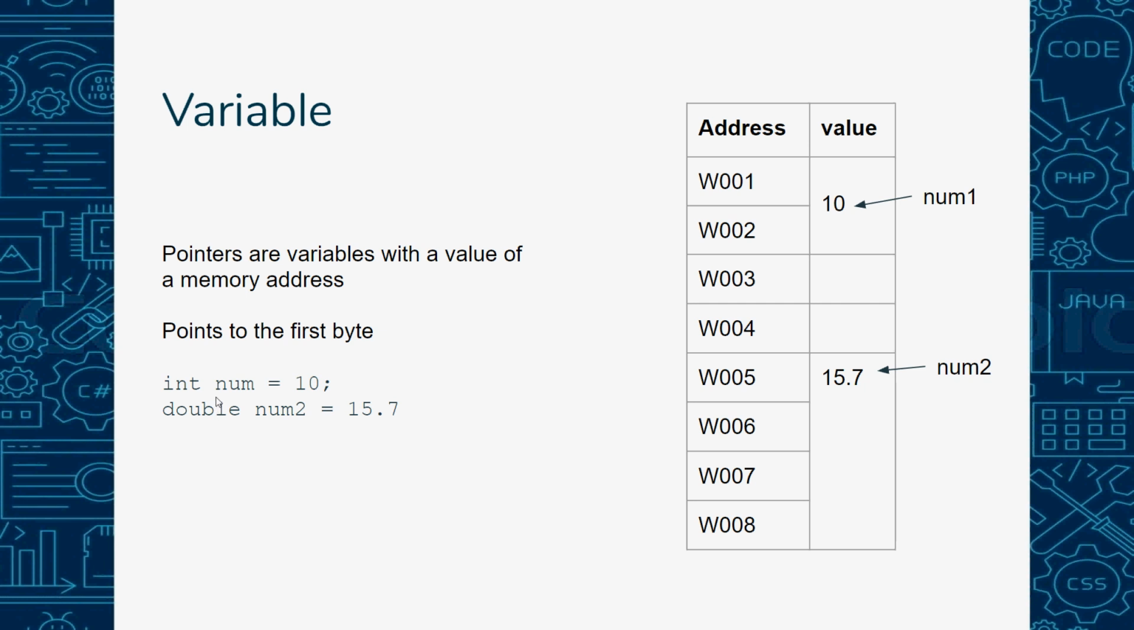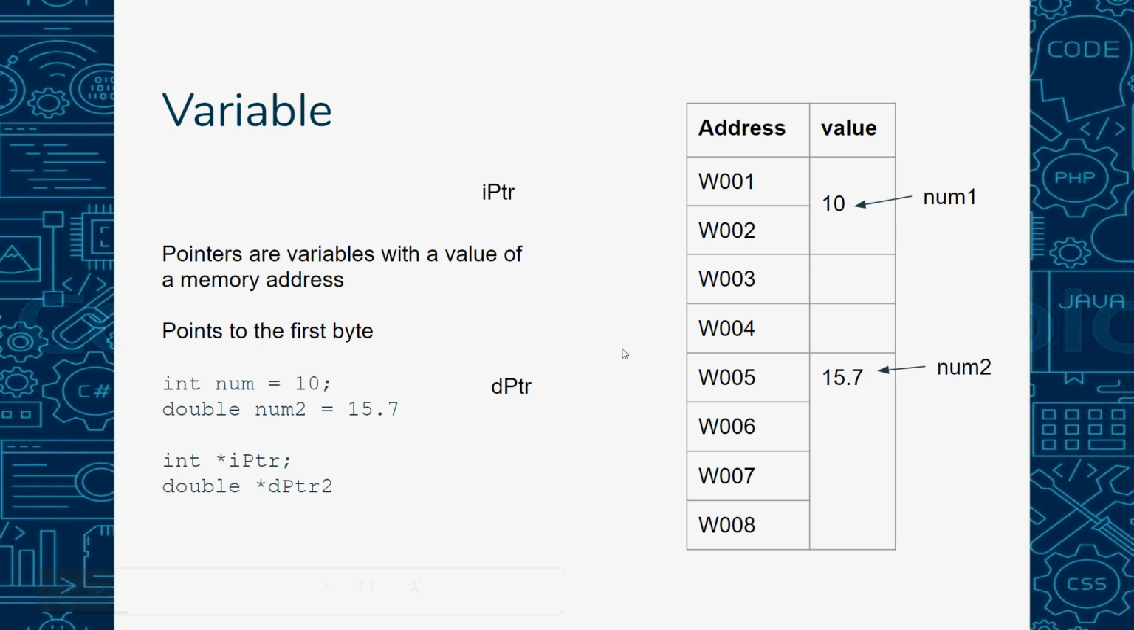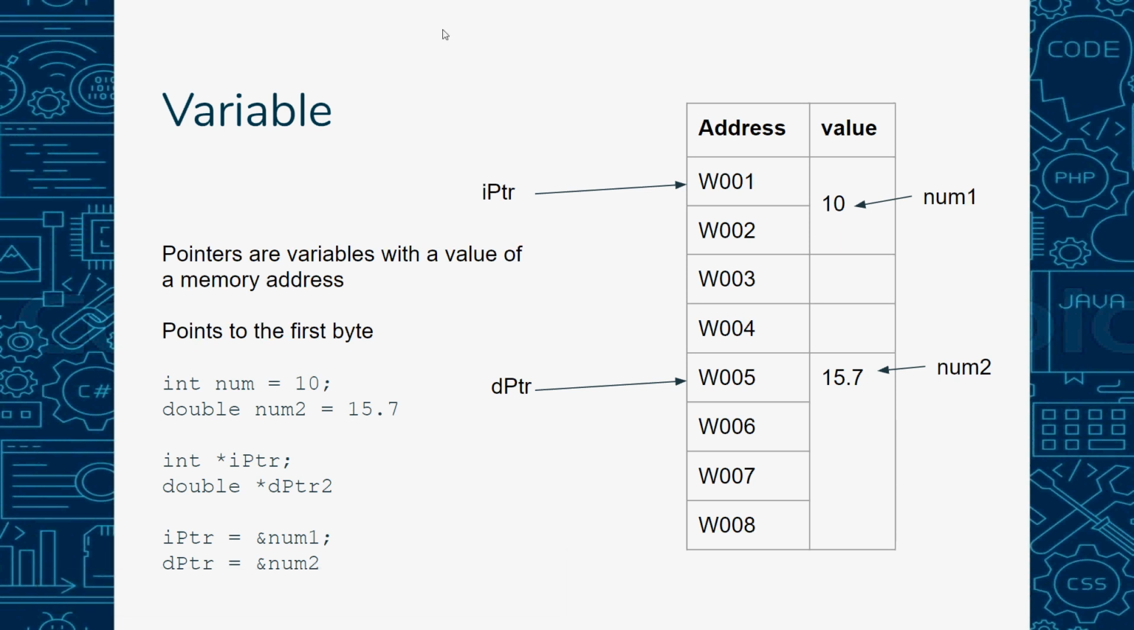Now suppose I have two variables. These aren't pointers because there's no stars. I have num1 as 10 and num2 as 15.7. Here they are stored in memory. Now, if I declare two pointers, iPointer and dPointer, they're not pointing anywhere because I haven't set them equal to anything yet. But in the next step, it's setting iPointer equal to the address of num1 and dPointer equal to the address of num2. So this pointer has the value of this as its actual content, and dPointer has the value of this. If I were to do a cout statement for iPointer, I would get 1001, which is actually not a valid memory address, but for the example it works.